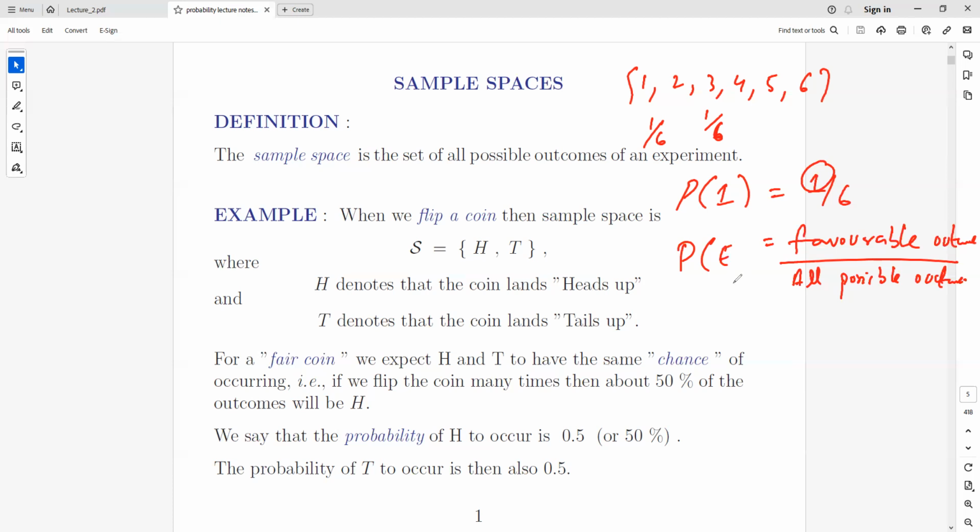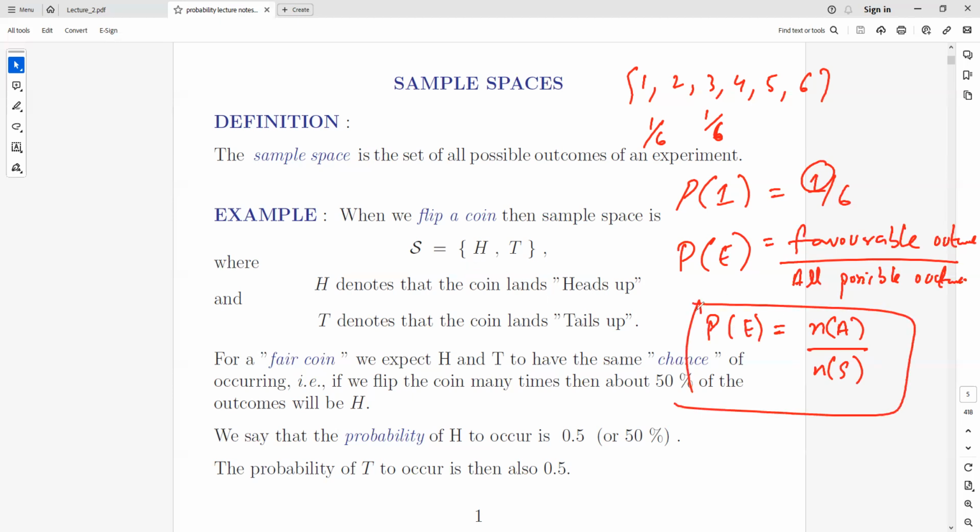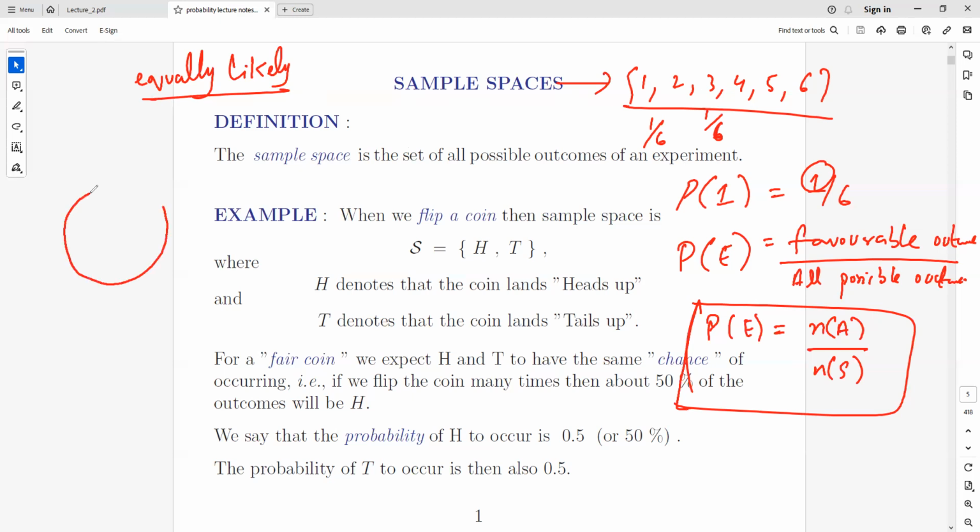So the probability of an event is nothing but the number of favorable outcomes divided by the number in the sample space, that is, all possible outcomes. So this is called the classical approach, which can sufficiently tackle problems where we have equally likely outcomes. What we mean by equally likely is that all individual sample points have the same probability, like in the case of rolling a die, or tossing a coin, or spinning a fair spinner.